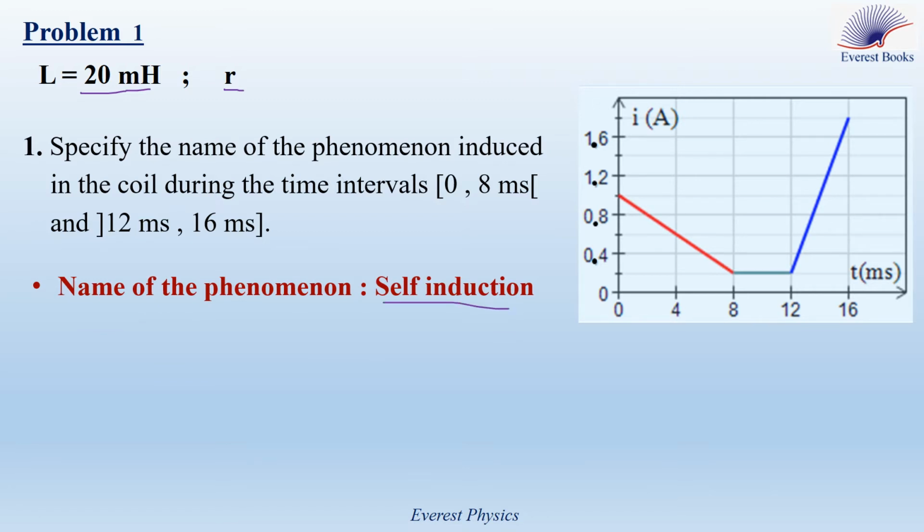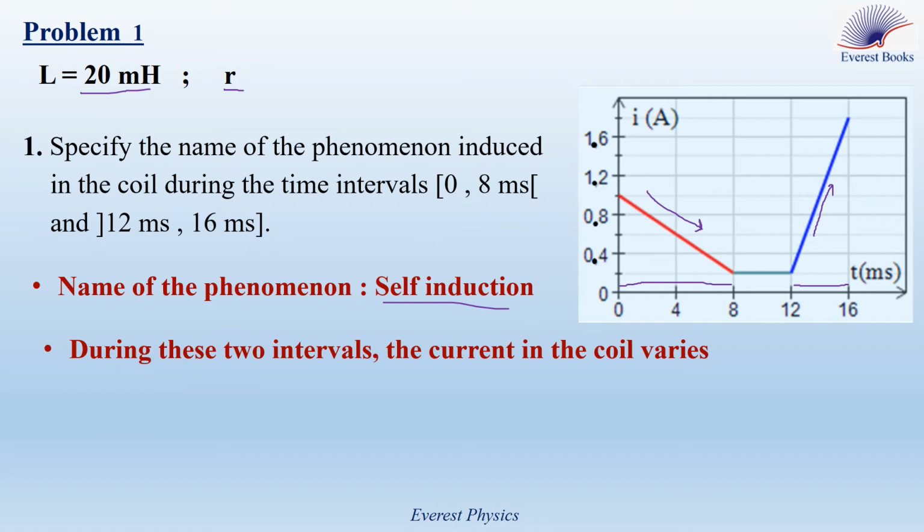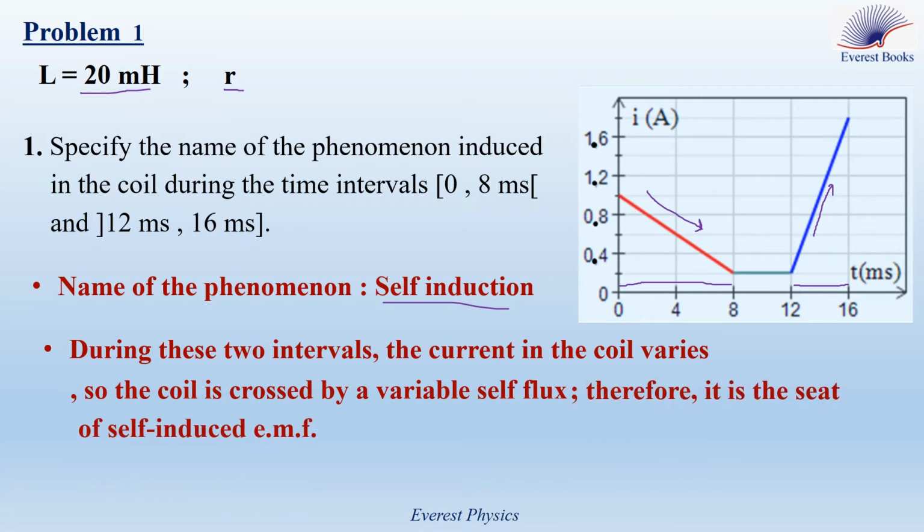But why does the self-induction phenomenon take place during these two time intervals? In the first time interval between 0 and 8 milliseconds, the current decreases. And in the second time interval between 12 and 16 milliseconds, the current increases. So, during these two intervals, the current in the coil varies. So, the coil is crossed by a variable self-flux. Therefore, it is the seat of self-induced electromotive force.